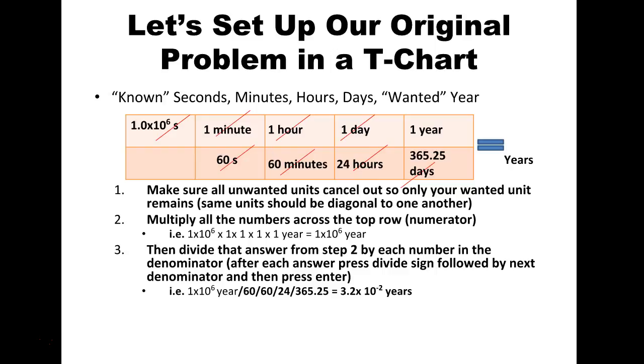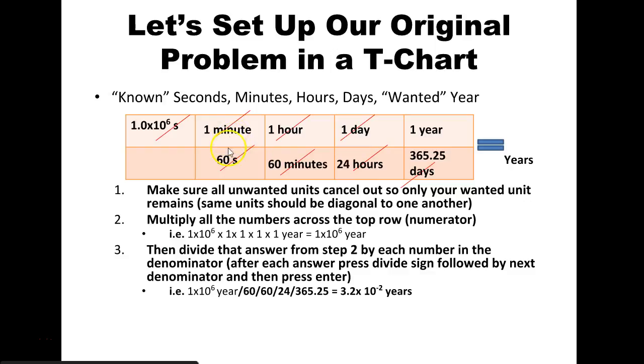Okay, so now you have it laid out. Step 2 says multiply all the top numbers across the top row, the numerators. So we're going to do 1 times 10 to the 6 times 1 times 1 times 1 times 1, which gives you 1 times 10 to the 6, technically.